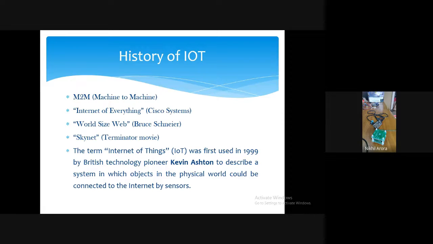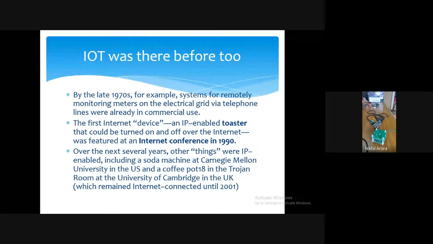So in 1999, Kevin Ashton, so this is a buzzword, this is a kind of question you may get, ABC. Okay, Kevin Ashton was the first person to introduce the name IoT in 1999. Okay, so IoT was there before 1999 also, before Kevin Ashton also.